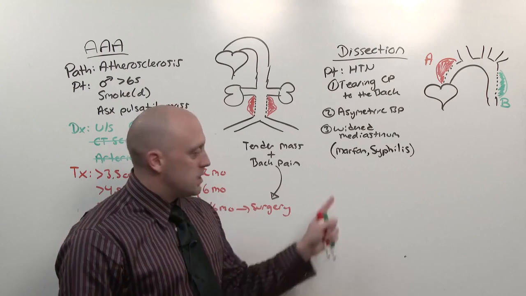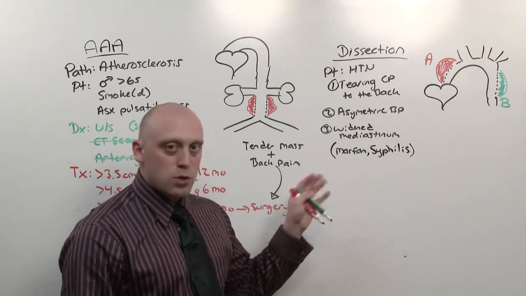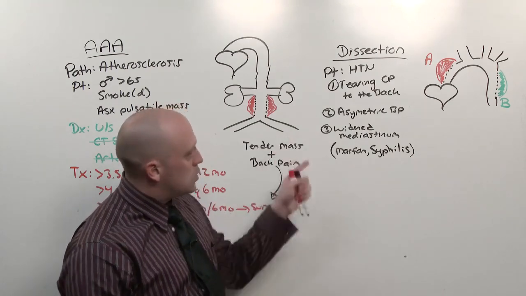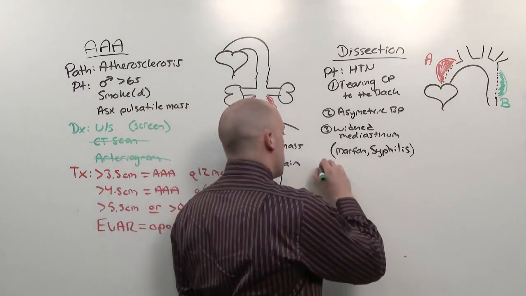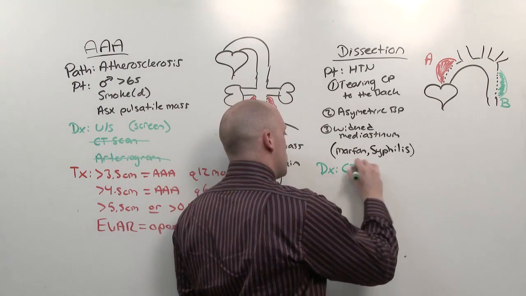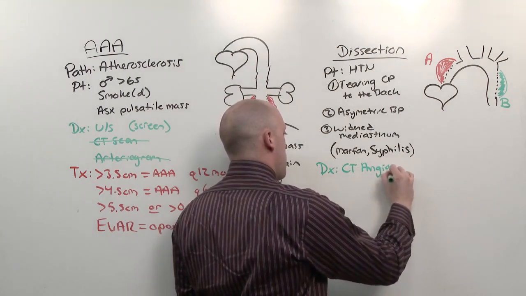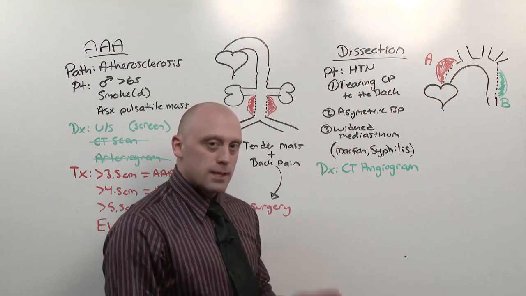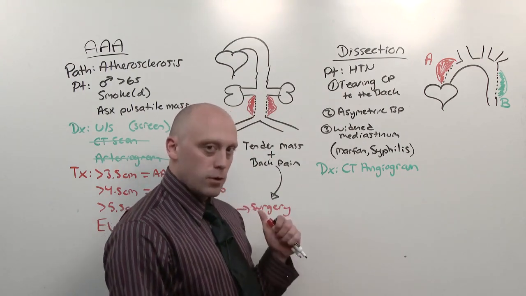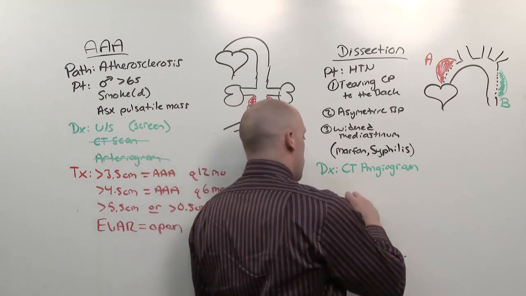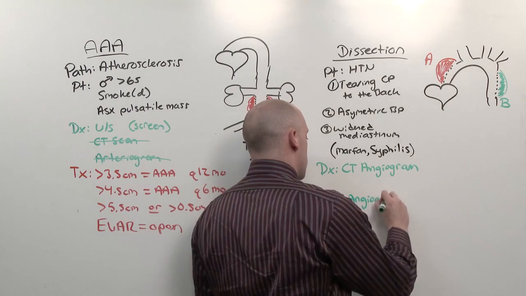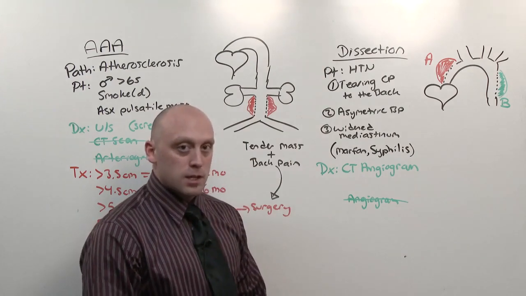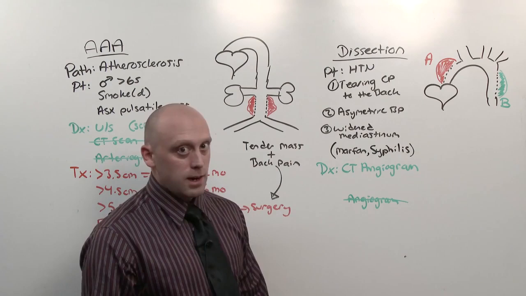But what I want you to feel is it doesn't matter what caused the dissection. If you catch a dissection, you can save someone's life. And the way you do that is if you see someone who has this presentation, the best diagnostic test, the one you should pick, is a CT angiogram. There are other tests you might think to get. And just like abdominal aortic aneurysm, the angiogram or arteriogram is absolutely the wrong answer. If you shoot dye directly into the artery, you might accidentally pop the dissection and they die.